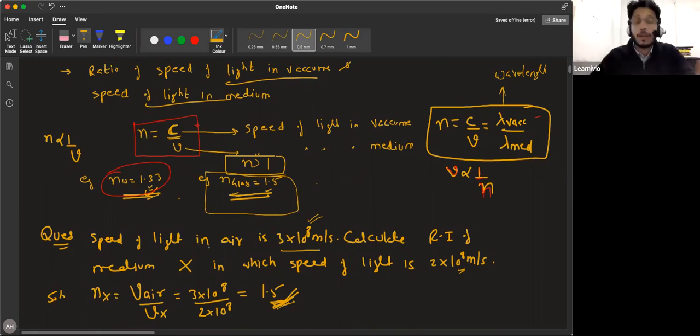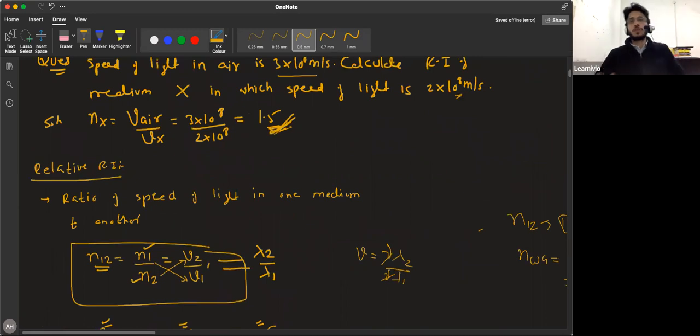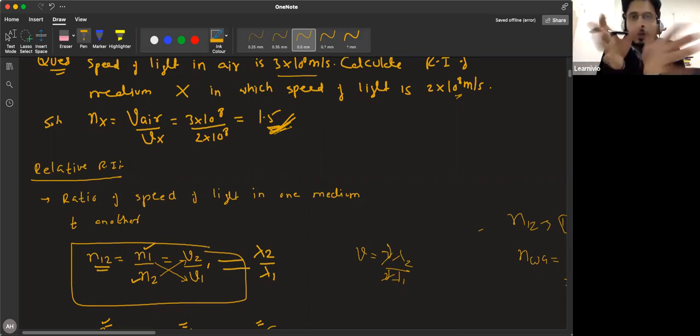Now the next is relative refractive index. Relative refractive index means the refractive index of one medium with respect to another medium, like the refractive index of glass with respect to water, or the refractive index of water with respect to diamond or something. So the refractive index of one medium with respect to another is the relative refractive index.